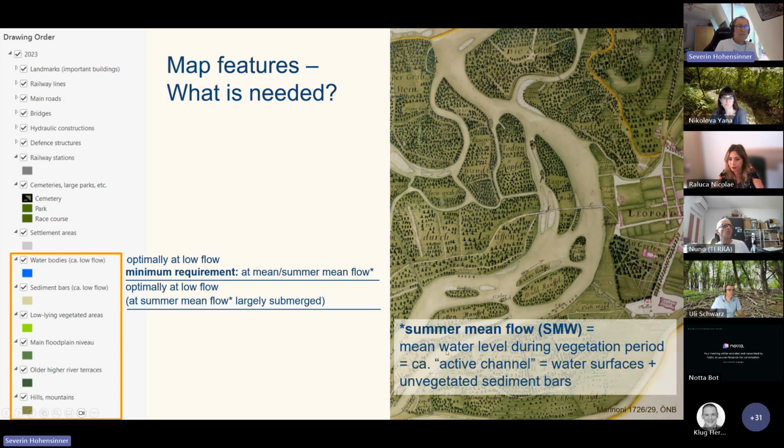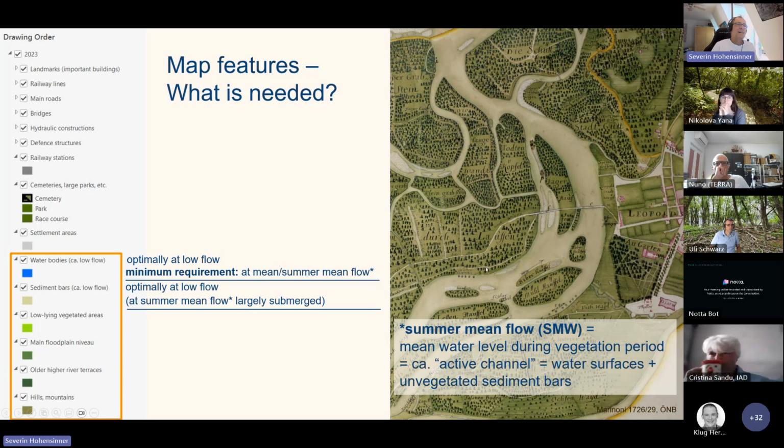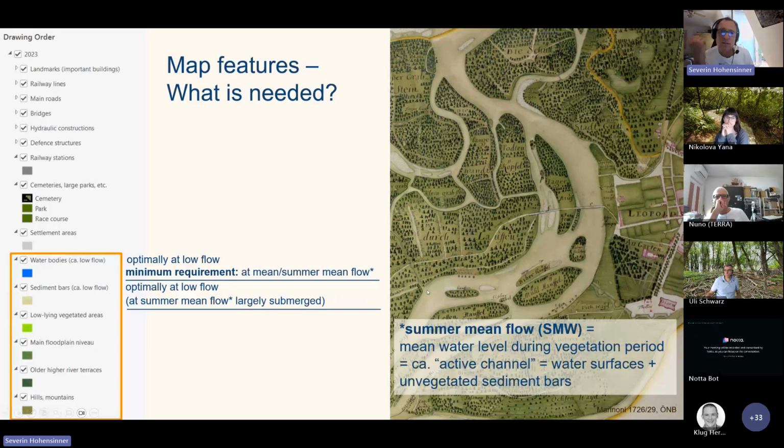This is the mean water level during the vegetation period. This refers approximately to the so-called active channel. And the active channel is the water surfaces and the unvegetated sediment bars. That's why you see it here in the map. The border of the lateral limits of the active channel is the vegetation border of the woody vegetation, as you can see here. And this can be seen in most historical maps and also in orthophotos.